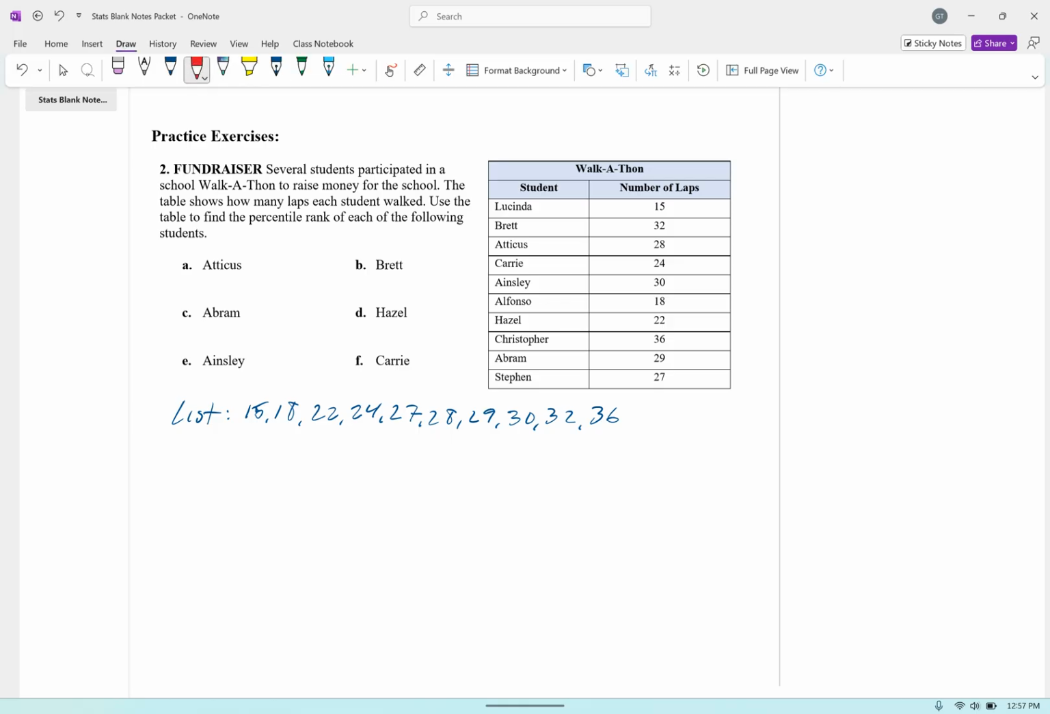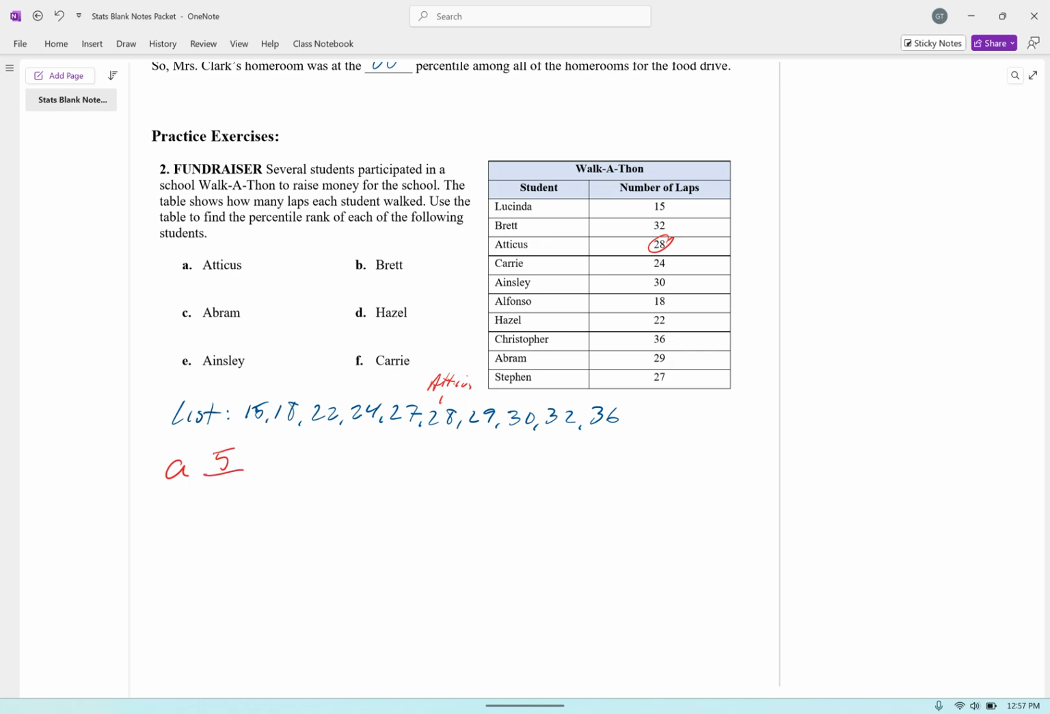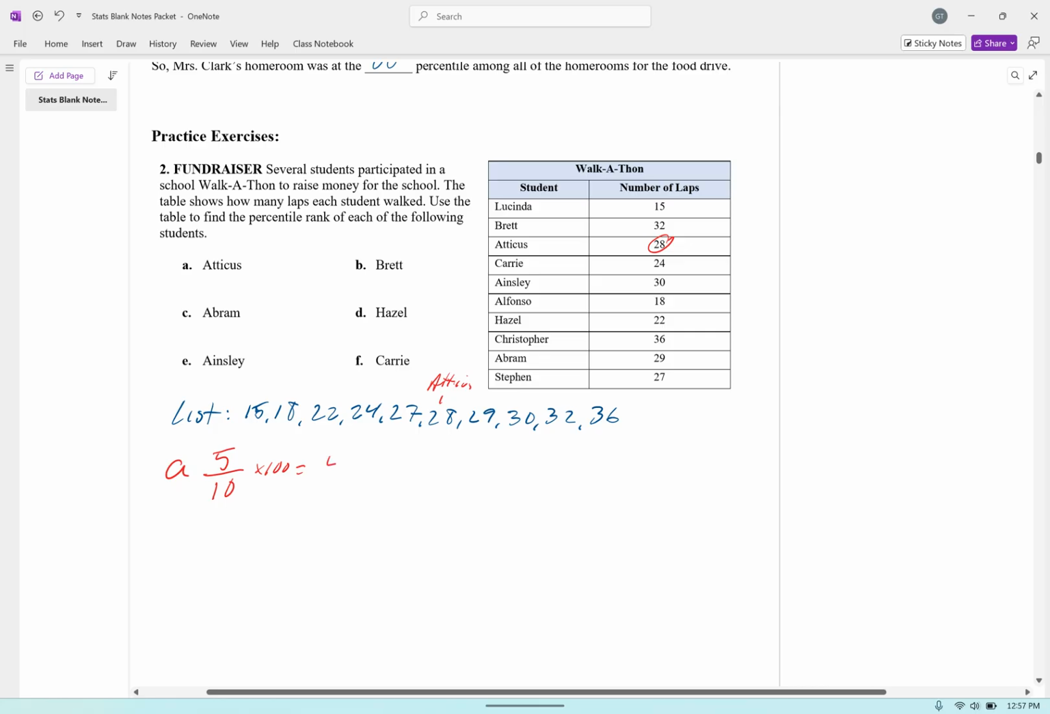I'll change color here to help us distinguish a little bit. So we're looking at A, which is Atticus. All right, so Atticus' value right there is 28. Okay, so this is Atticus. So I need to count up how many before. I see 1, 2, 3, 4, 5. 5 divided by, all right, 6, 7, 8, 9, 10 divided by 10 times 100 gives me the 50th percentile.